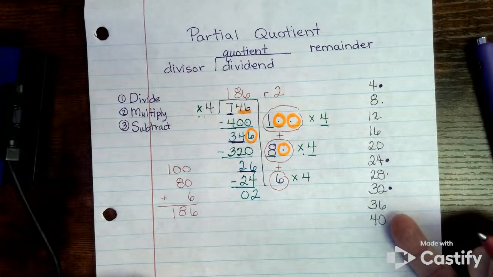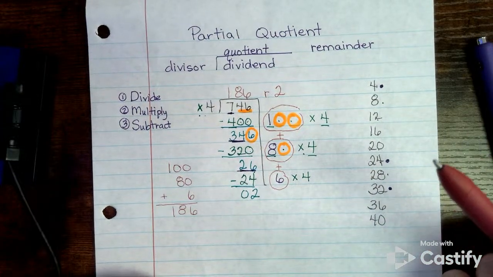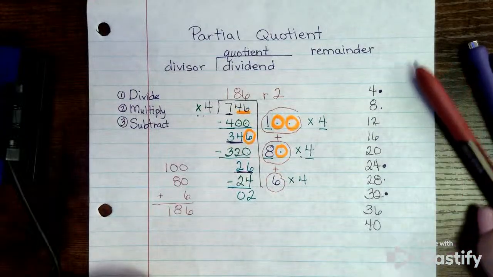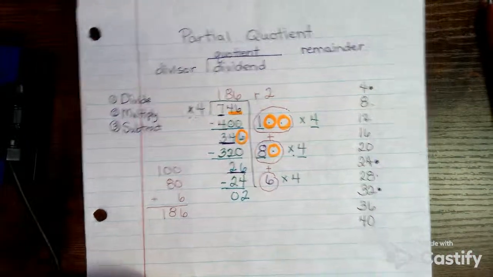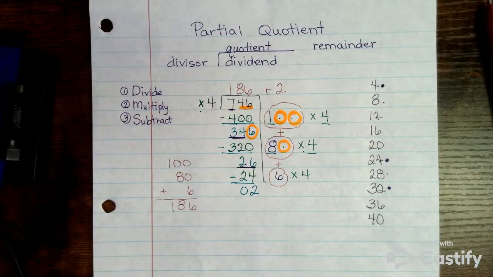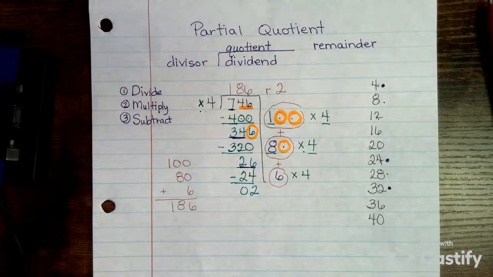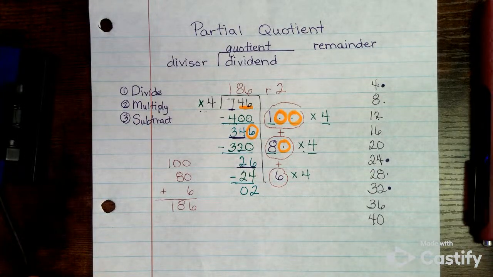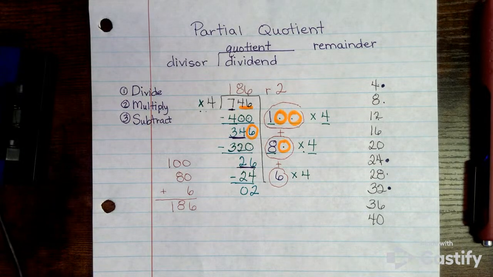And that is how you do partial quotient long division without using a standard algorithm. Still an algorithm. An algorithm is just a list of steps and ways to do something. So it's still an algorithm. It's just not the way that I learned and probably a lot of you learned.